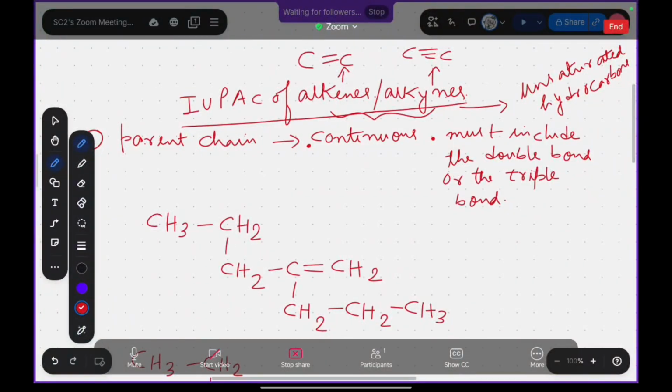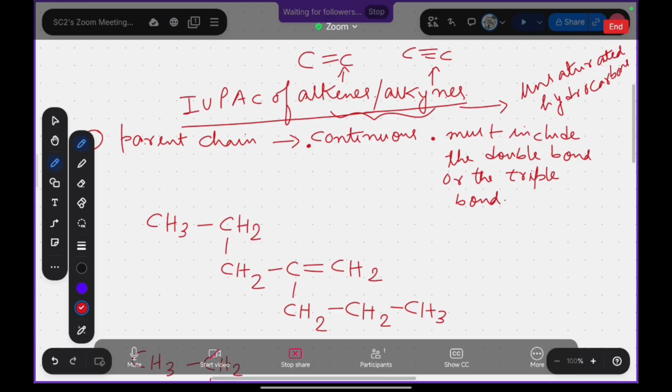The first thing is selection of the parent chain. Whichever compound is given to you, whenever you start writing the IUPAC name of any organic compound, you need to know how to find out the parent chain, just as I have taught you in my previous video. Today's class also you need to know how to find out the parent chain. It is slightly different from the alkanes.